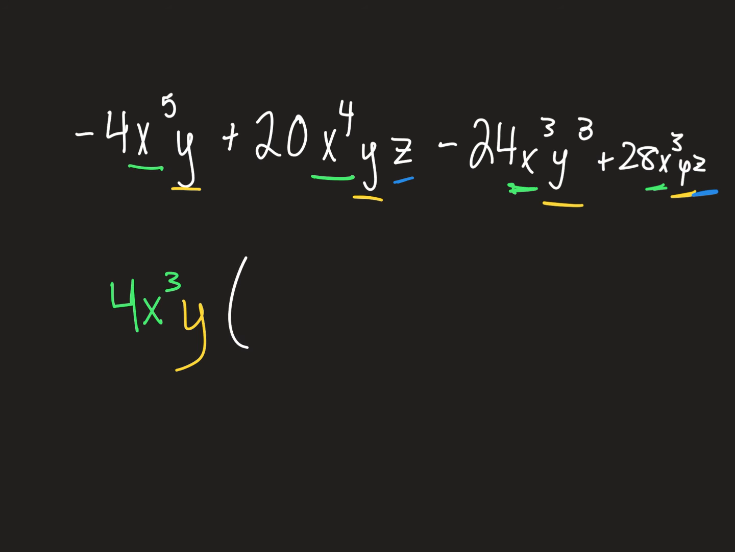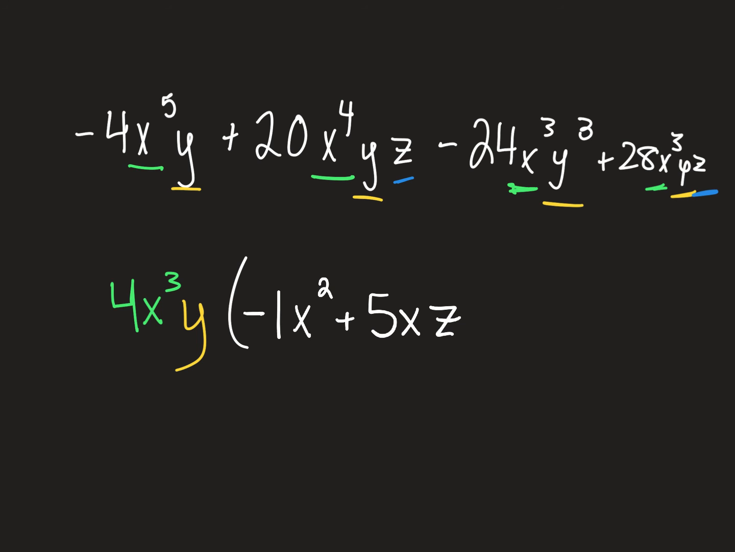So now what we're going to do is divide each term by what is in front. So negative 4 divided by 4 is a negative 1. X to the 5th divided by x to the 3rd, so 5 minus 3 is x squared. And then the y divided by y cancels out, so we're not going to have a y left with this term. Okay, moving on to our second term. 20 divided by 4 is 5. X to the 4th divided by x to the 3rd gives us x to the 1st. Y divided by y goes away completely, and then we have that z that we can just bring on down.